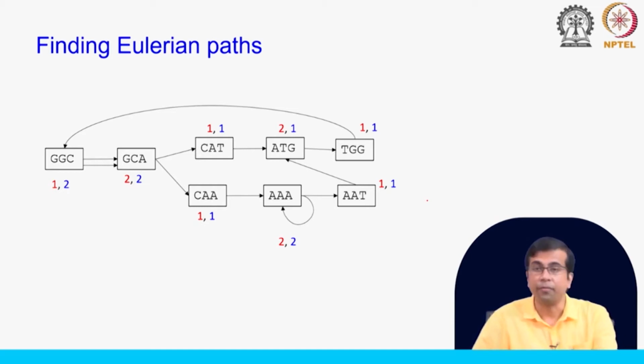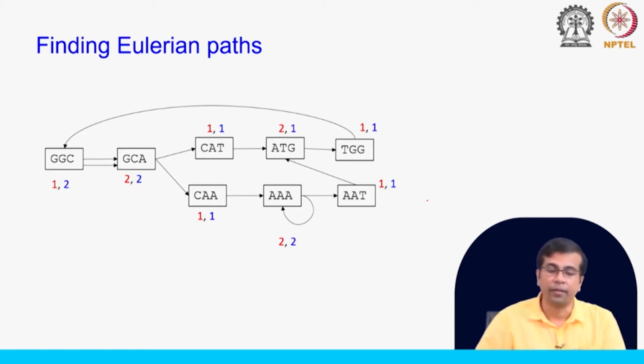What I am showing is the directed multigraph with the nodes. These nodes are k minus 1 mers. The connections are the edges, showing the overlaps, and they signify the k-mers. As we traverse through an edge, we get a k-mer.